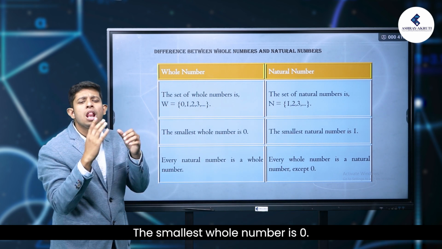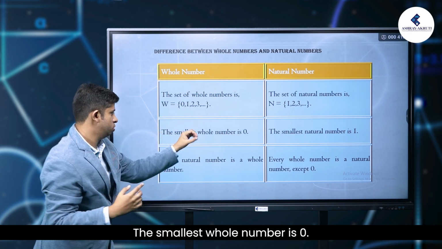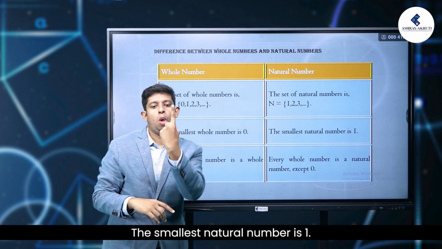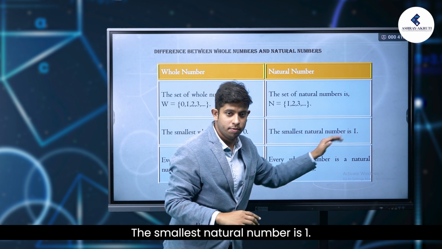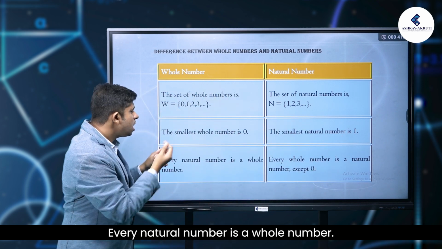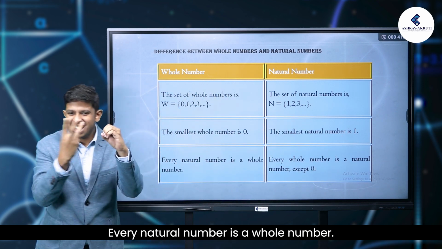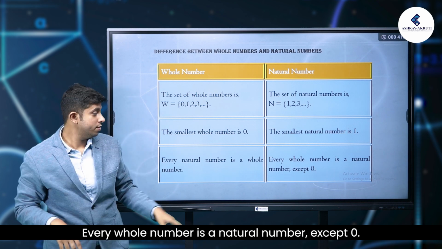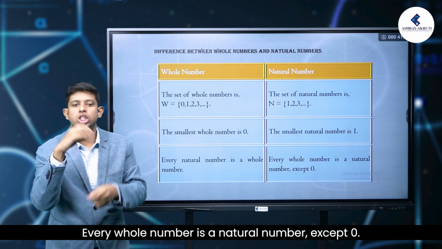The smallest whole number is 0. The smallest natural number is 1. Every natural number is a whole number. Every whole number is a natural number except 0.